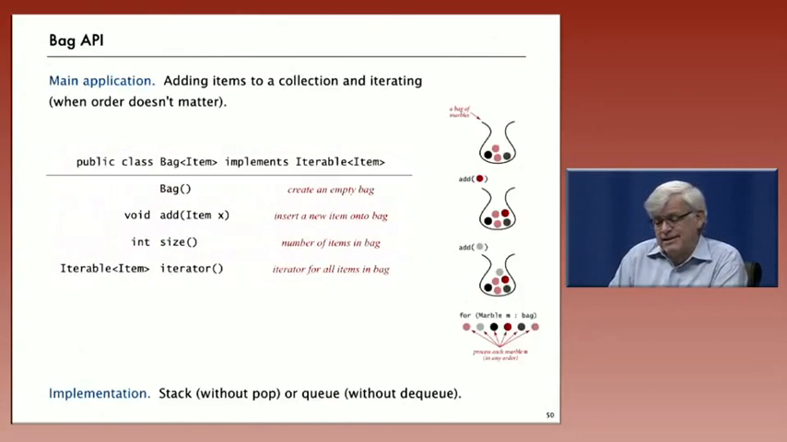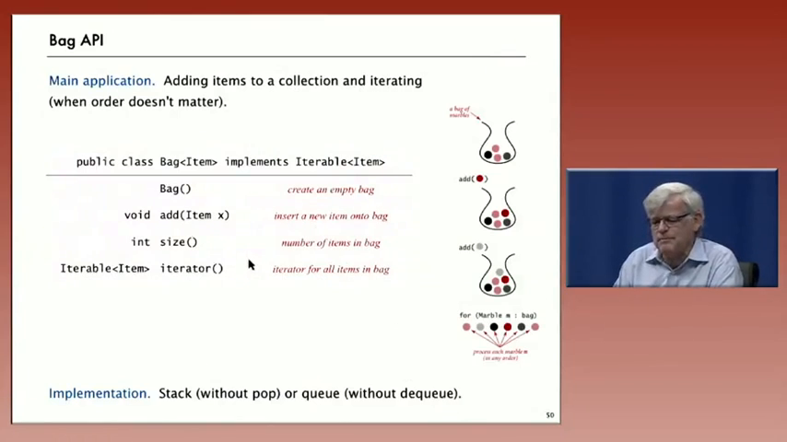All right, and in fact, that leads us to the observation that for a lot of clients, it doesn't really matter what order we get the items. Really, often what we're doing is just inserting items into a collection, and then later on iterating through the items that we have. That data structure is called a bag. So let's look at what that API looks like. The order doesn't matter, so all we're going to do is add an item. Maybe we want to know the size, and we want to iterate through all the items in the bag.